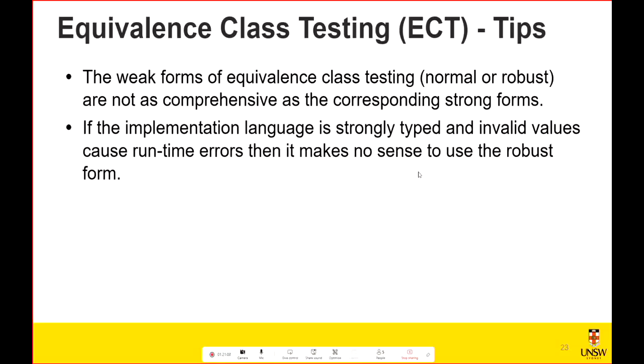So it makes no sense to create such form of invalid test cases for robustness testing, because in that case we are not actually testing the implementation of the program. We are testing more like the Java runtime. So that's why for those programs written with strongly typed or statically typed programming languages, it's better not to use robust equivalence class testing.